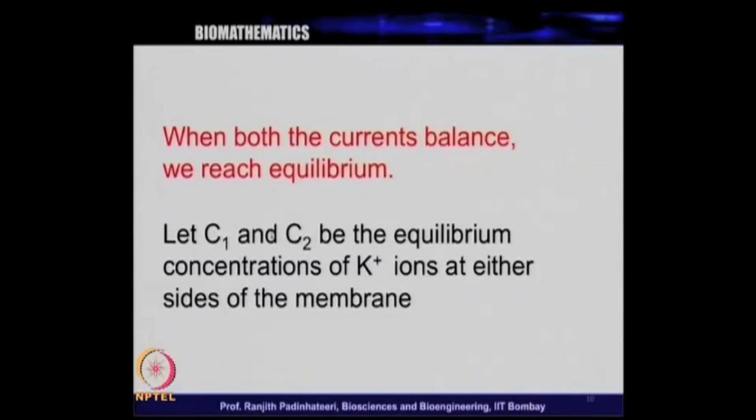If C1 and C2 are the concentrations at equilibrium, the question we want to ask is whether there will be any potential across the membrane or not. C1 and C2 may not be equal, we do not know. If they are not equal, what will be the potential? That is what we are going to calculate.